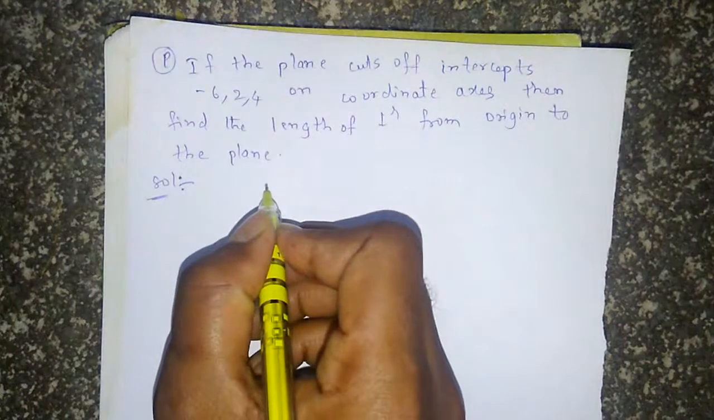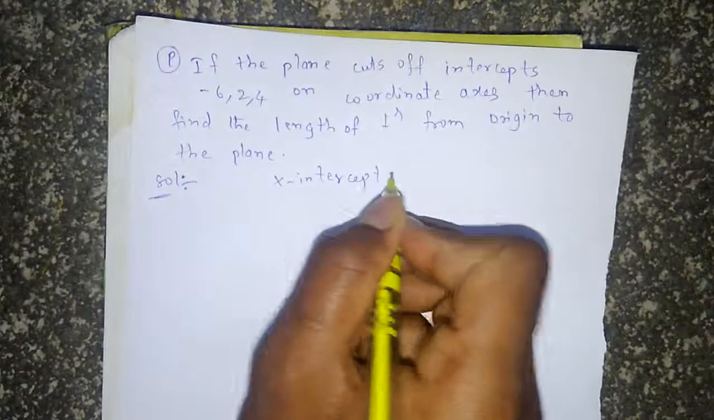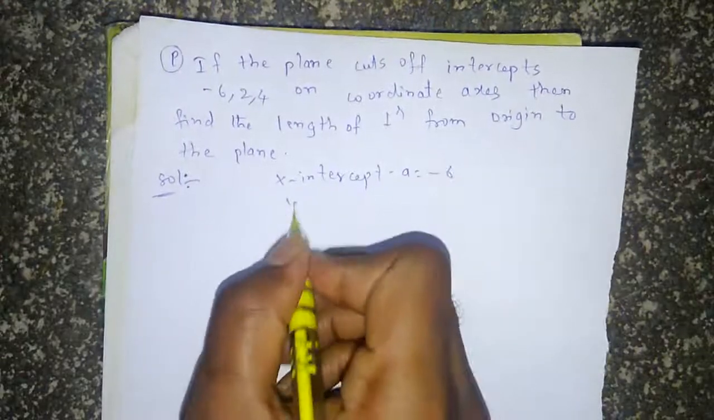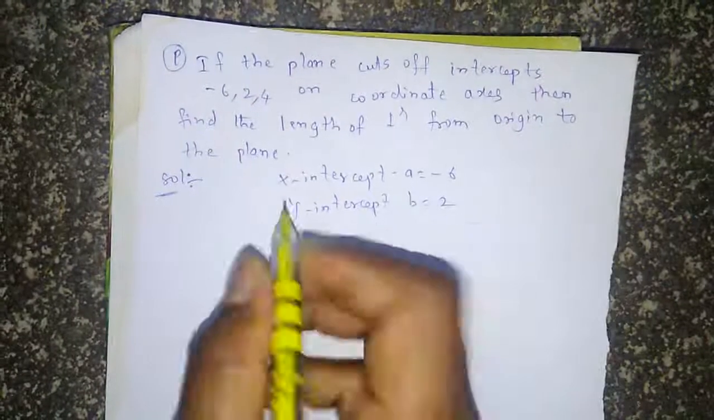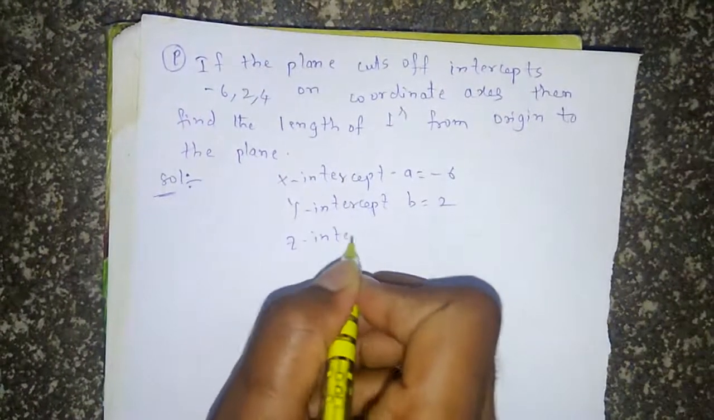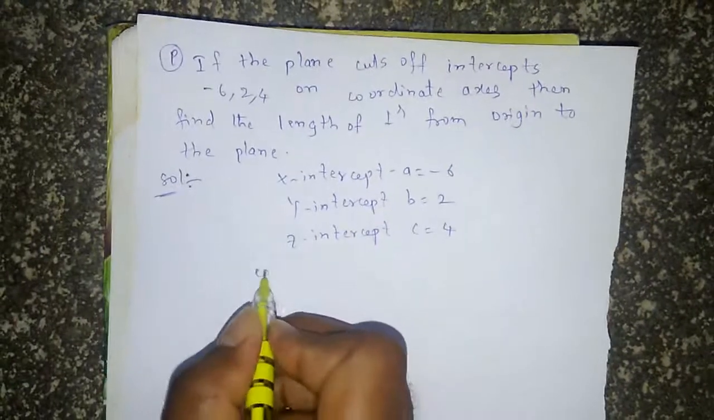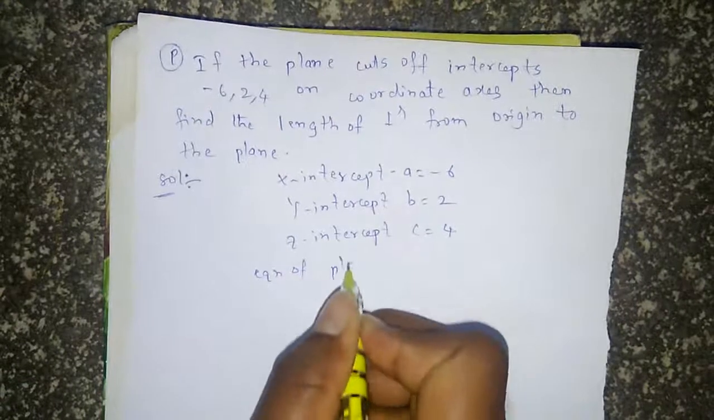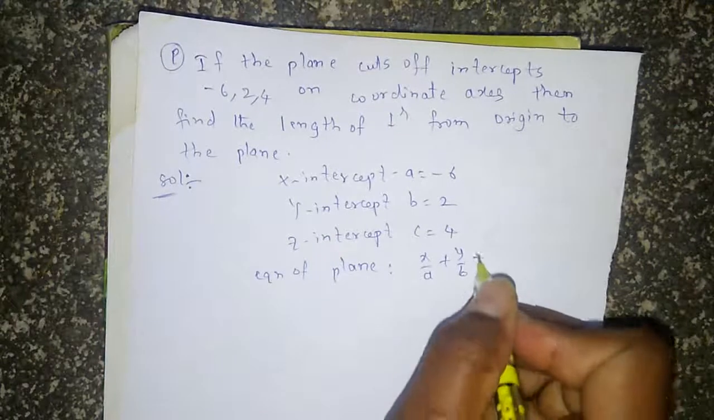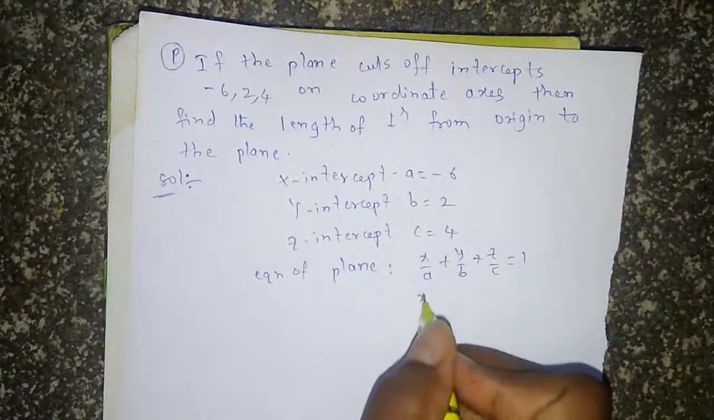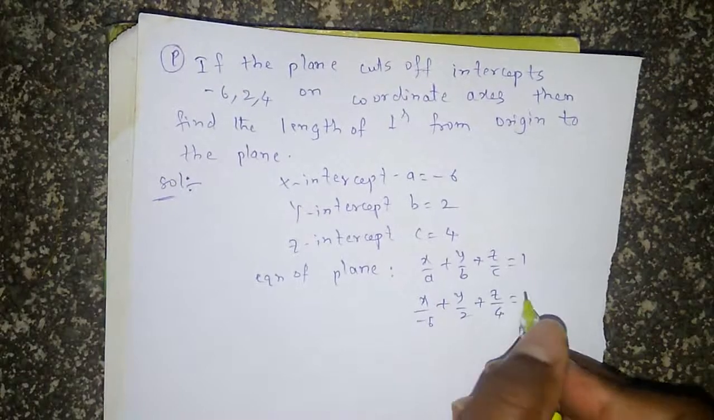So first, intercepts are given. The x-intercept, that is small a, is equal to -6, the y-intercept is 2, and the z-intercept is 4. Now the equation of the plane is x by a plus y by b plus z by c is equal to 1. That is x by -6 plus y by 2 plus z by 4 is equal to 1.